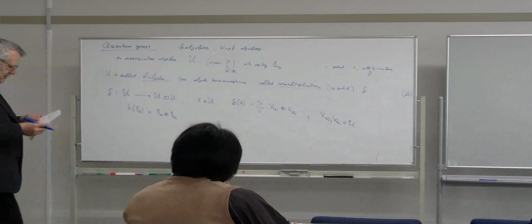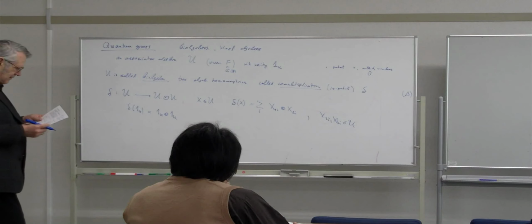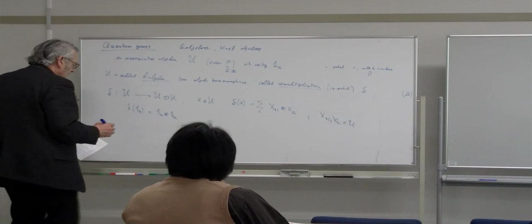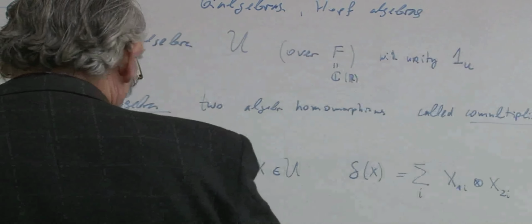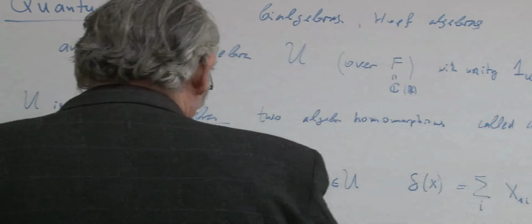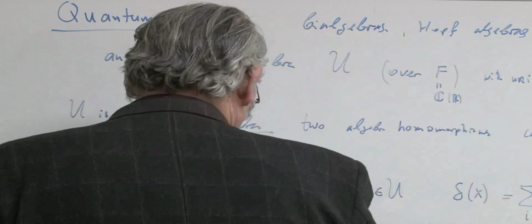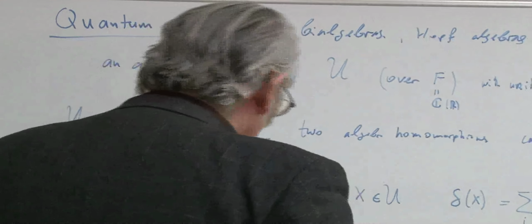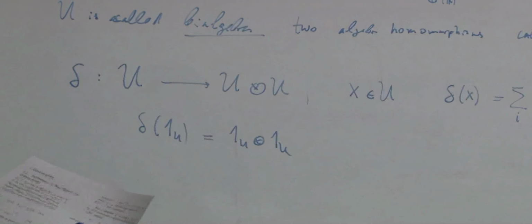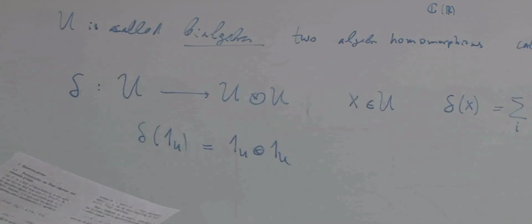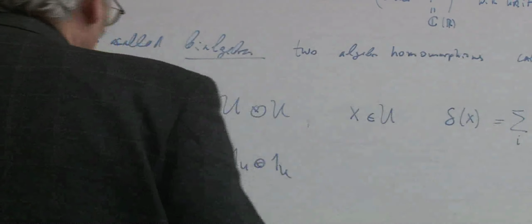And there is one requirement on this coproduct. It is that if I take the unit element, then the result should be the tensor product of these two. The result is very simple: on both sides I take the same unit element. So this is a special requirement in this case.